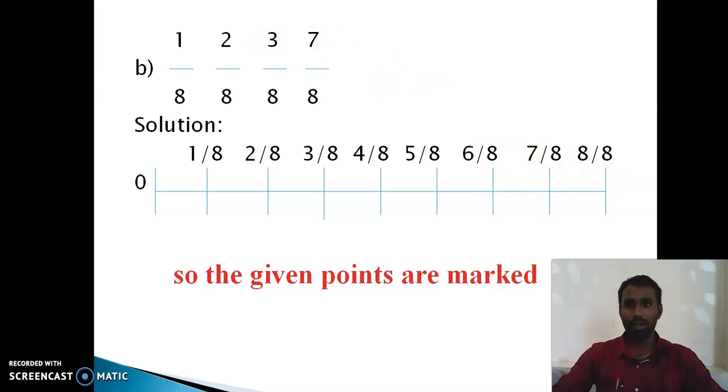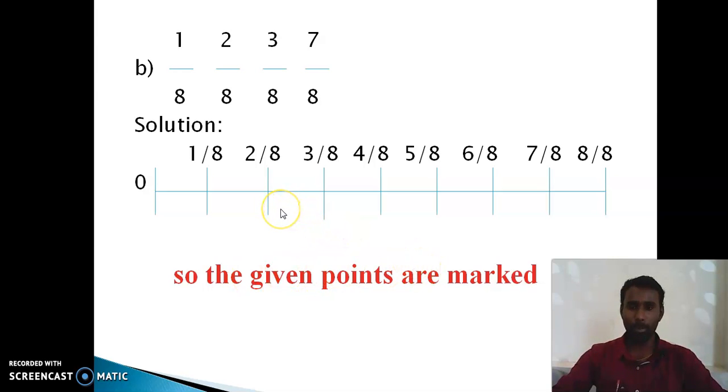Okay, what are the numbers given? First 1 by 8, so we can mark 1 by 8 here. Next they give 2 by 8. So where is 2 by 8? Here. Next number they gave 3 by 8. So where is 3 by 8? Here. Next number 7 by 8. They didn't give 4 by 8. So where will 7 by 8 be? Here. So 7 by 8 is the answer. Okay, so the given points are marked.